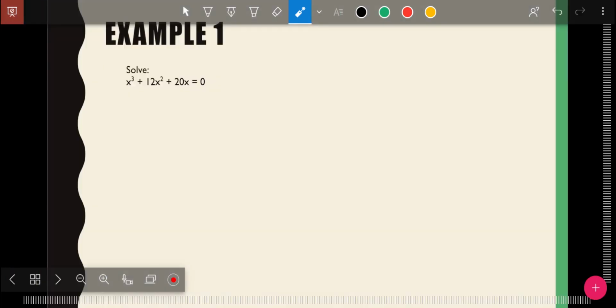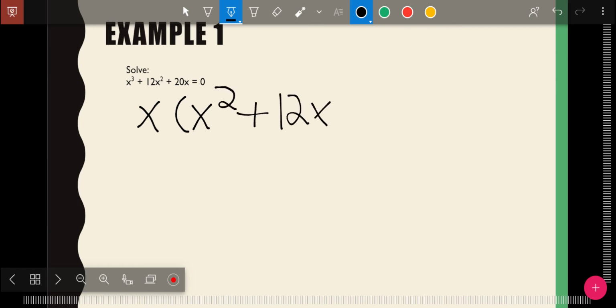So let's look at another example here. First, greatest common factor, something going to everything. Well, by golly, yes, it does. X goes into everything. And so x times x squared makes x to the third. X times 12x makes 12x squared. X times 20 makes 20x. So now, does this break down? Remember, it's a trinomial, 3 parts.